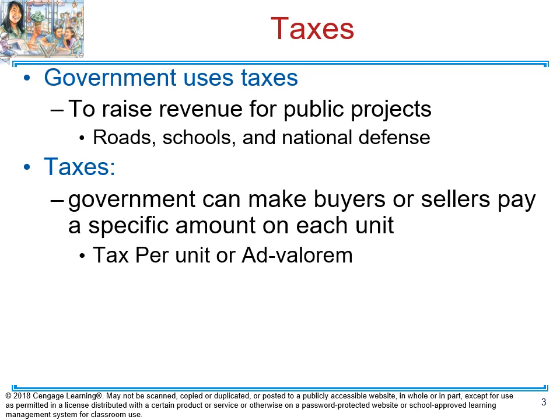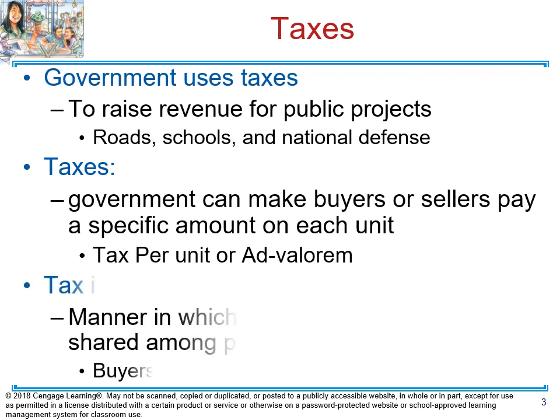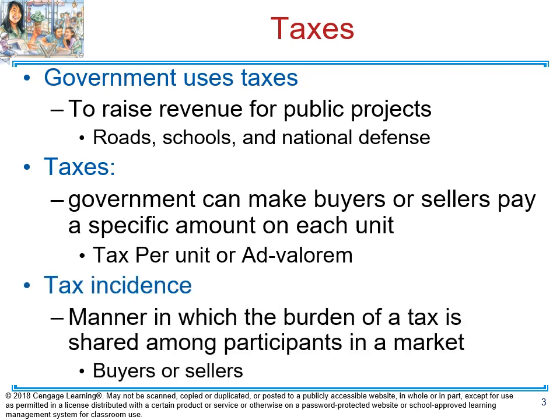And those taxes could be on a per unit basis or on an ad valorem basis, which would be a percentage of the price of the good, like a sales tax. And one thing that we want to analyze is what we call the tax incidence, and that is we want to know the manner in which the burden of the tax is shared among the market participants, whether on buyers or on sellers. And we're going to learn some useful surprises here.